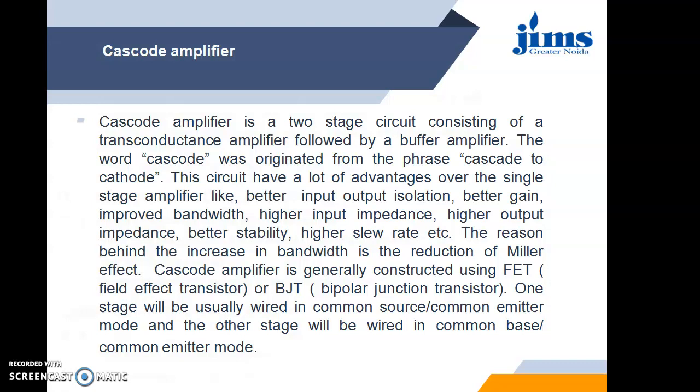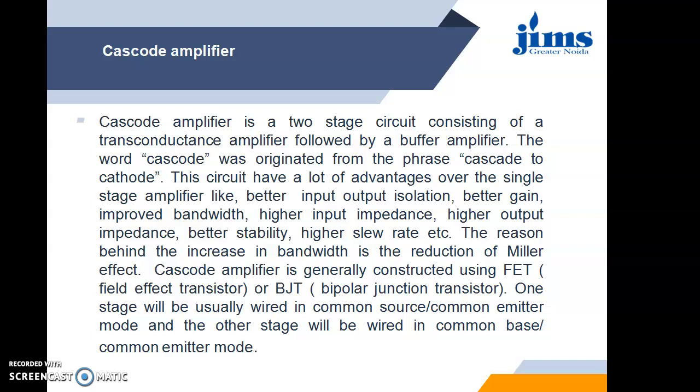Now we come to the cascode amplifier. The cascode amplifier is again a two-stage amplifier, but here the two stages are in a vertical mode. That means they are connected in a vertical manner. Therefore one is the common emitter and the other is the common base. Similarly, with FETs, the most popular choice of a cascode amplifier is a common gate and then a common source amplifier.